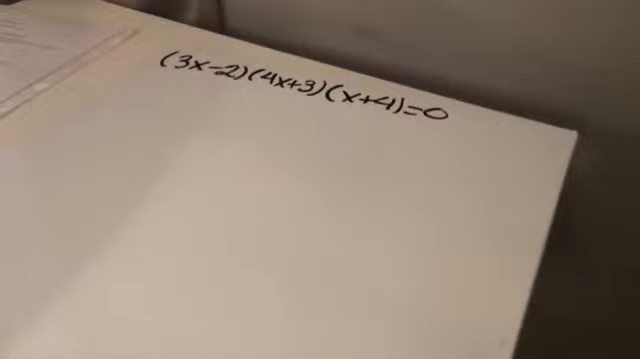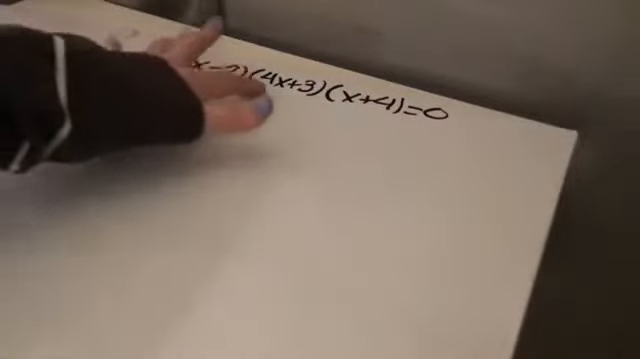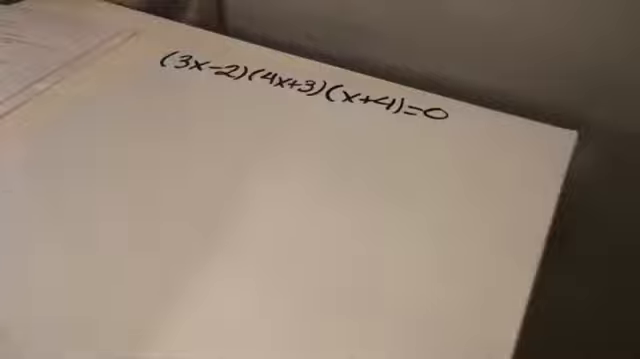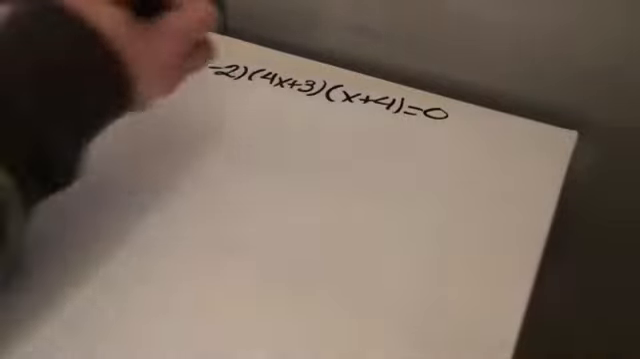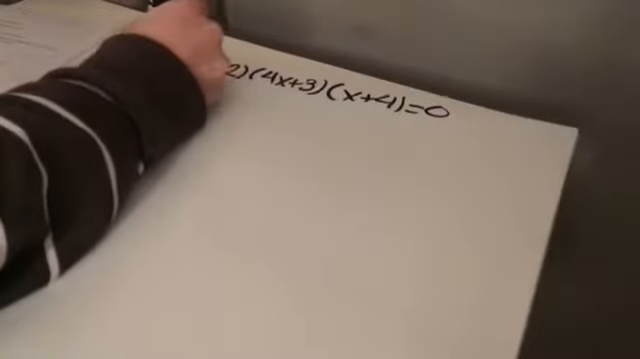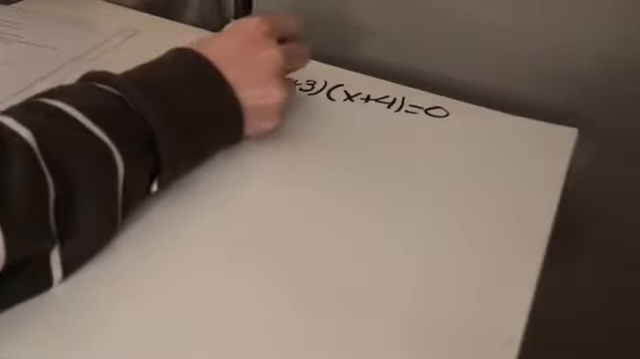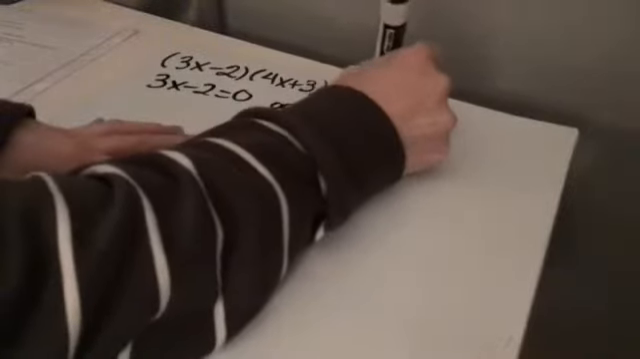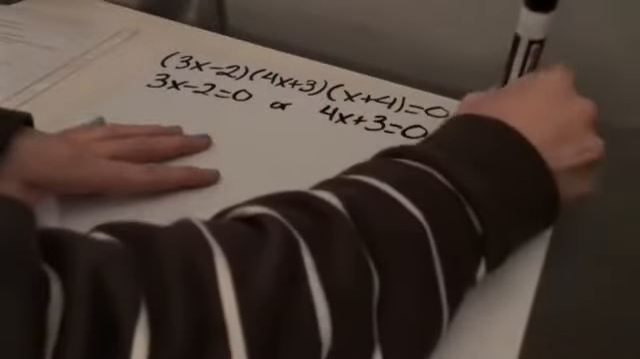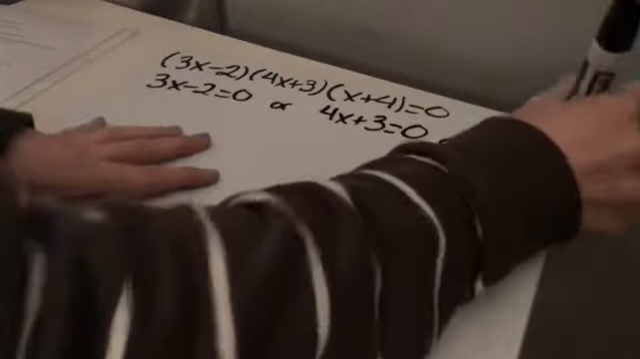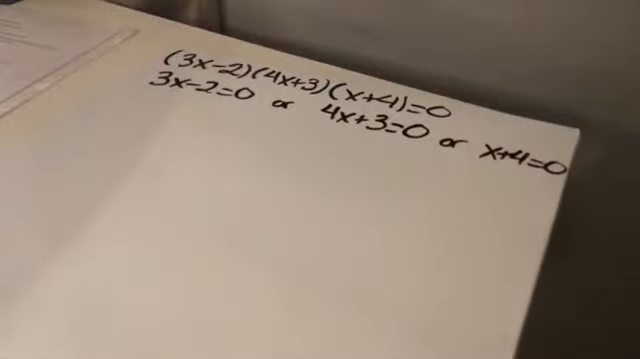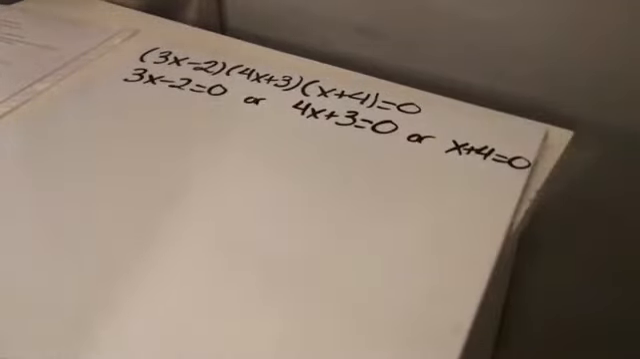Okay? Again, it's a product with the product of 3 factors this time. So then each factor has to be or could be 0. So then we would say, okay, well this one could be 0. So 3x minus 2 equals 0. Or this one could be 0. So 4x plus 3 equals 0. Or the last one could be 0. X plus 4 equals 0. All linear factors, so now we can solve for x on each of them.